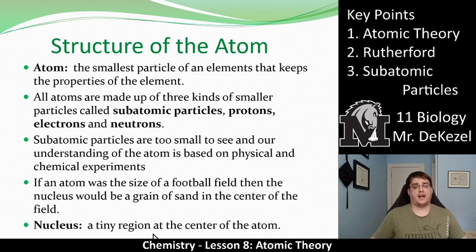The nucleus is a tiny region at the center of the atom, and it is composed of the protons and the neutrons. The electrons are floating in the space in between on the different circles, the different orbits that we could picture, and they're not in between those, but on those.